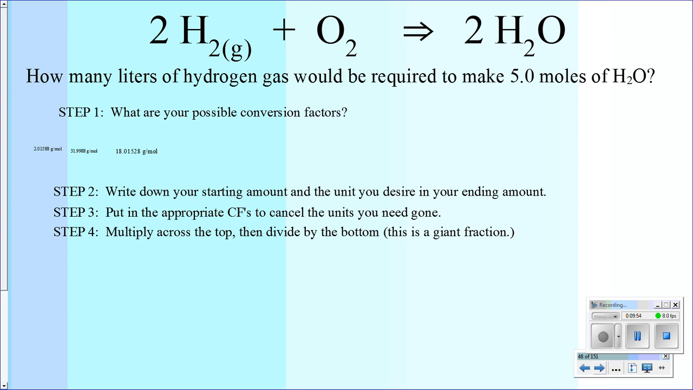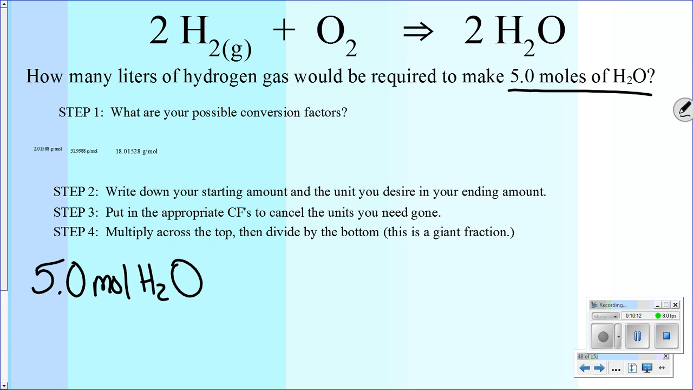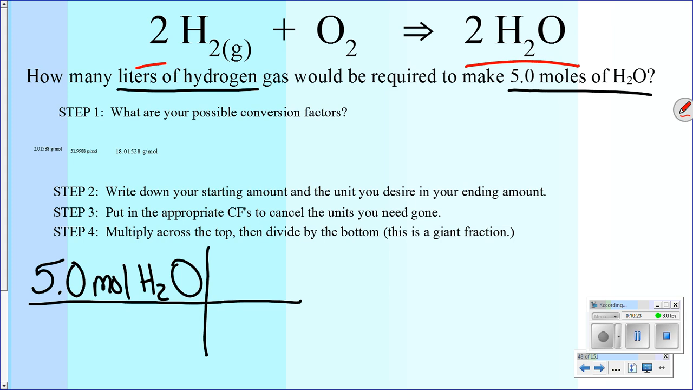So I know how many liters of hydrogen gas would be required to make 5 moles of water. The reason I included this question is because it really allows you to see that we can take any starting amount and work through the problem. So we're going to start with our 5 moles of water, and we need to relate this to hydrogen, which needs to be in liters, but one step at a time. So we go to our reaction first to relate water to hydrogen.